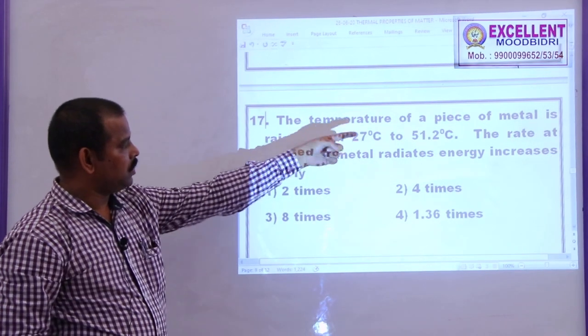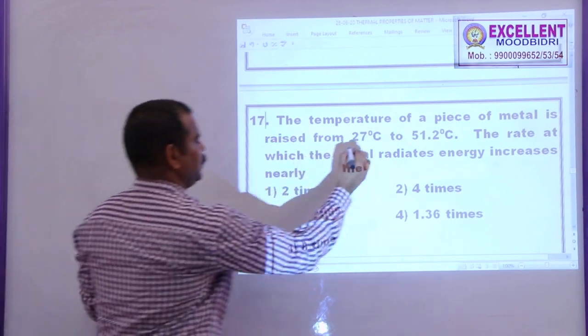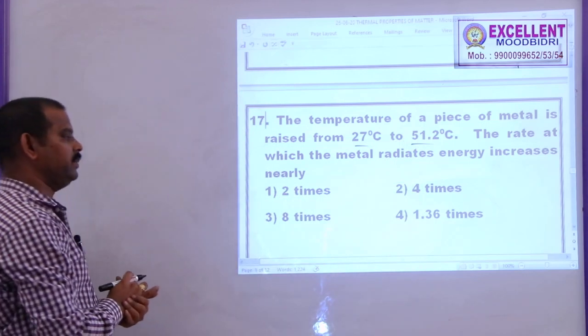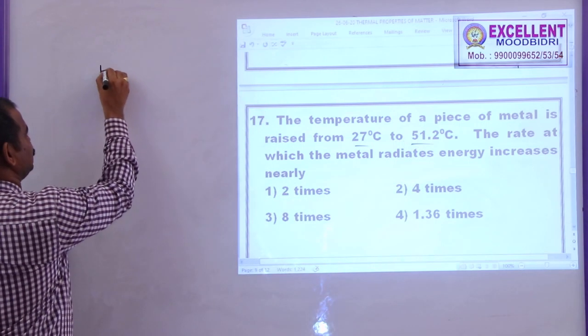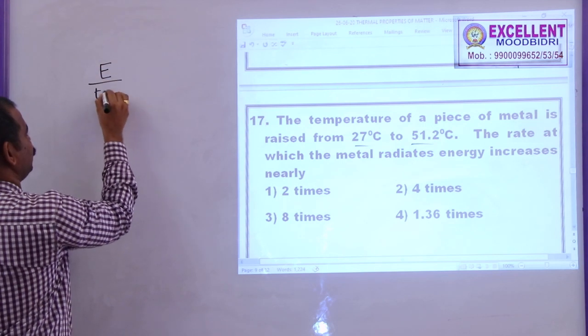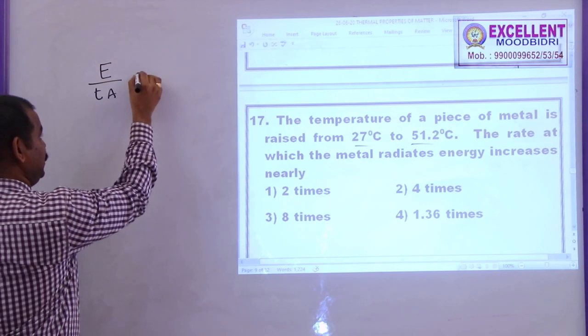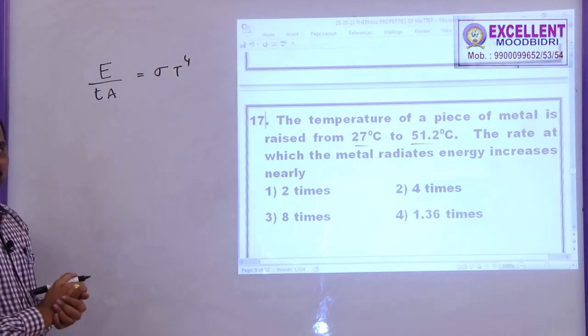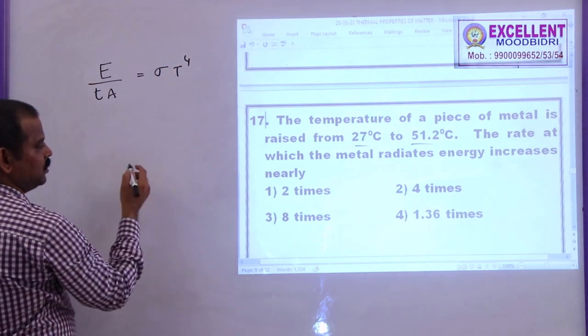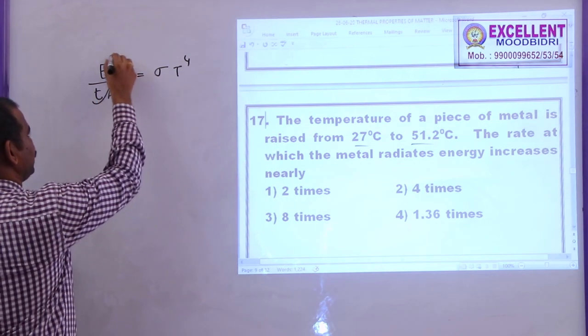The temperature of a piece of metal rises from 27 to 51. The rate at which the metal radiates energy increases by. According to Stefan's law, energy radiated by a body per unit time per unit area is equal to sigma into T power 4, where sigma is Stefan's constant. So in this case, the rate means the rate at which energy changes.